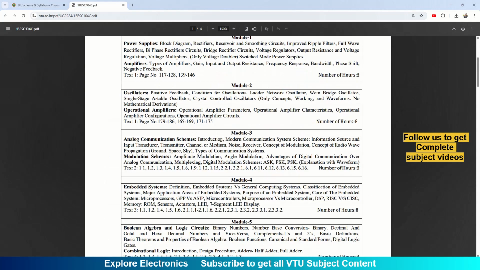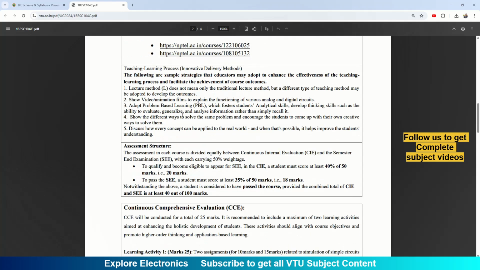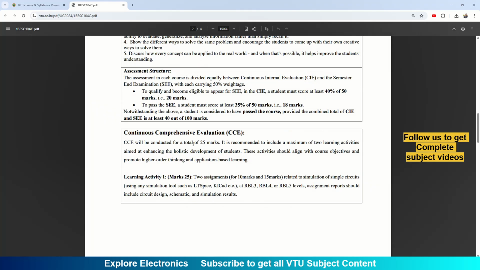So now if you come down, you can also see some web links they have given. These are NPTEL courses. So they will not be aligned with the exact syllabus of this Introduction to Electronics, but all the concepts you can observe and study over here. And also if you come below, you can see how the lecture method and how the assessment structure will be given, how continuous comprehensive evaluation, CCE, will be done.